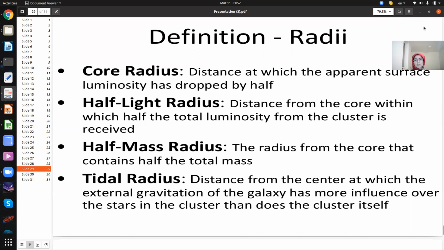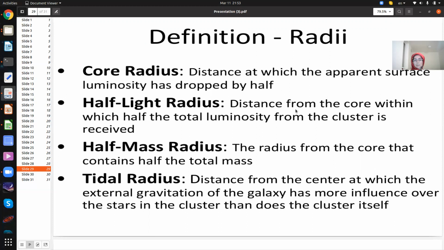Here you see the definitions. It is related mostly to globular clusters. For core radius, it is the distance at which the apparent surface luminosity has dropped by half. The second one, half-light radius, is the distance from the core within which half the total luminosity from the cluster is received. And the third one, half-mass radius, is the radius from the core that contains half the total mass.